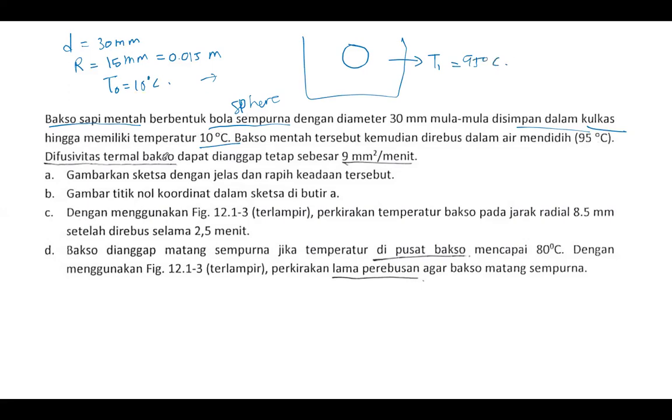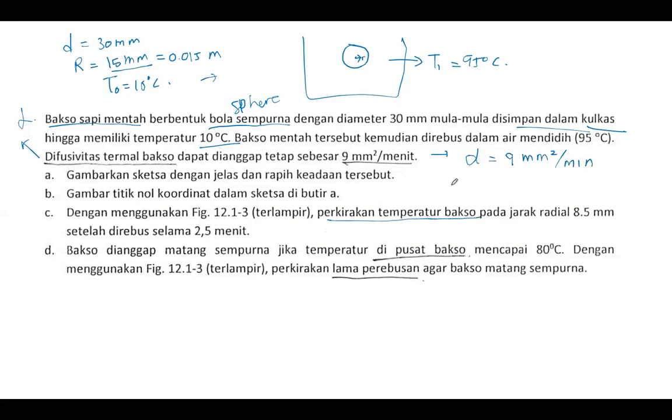Okay, and then there is a thermal diffusivity, or the heat diffusivity, that is the alpha. So then you can say that your alpha is 9 millimeter square per minute. Because this is millimeters, then I would stick the R with this one as well. Okay, and then you can have a nice sketch, and then you can find the coordinate, maybe in here with the R, only the R.